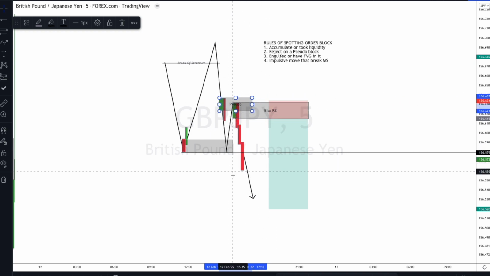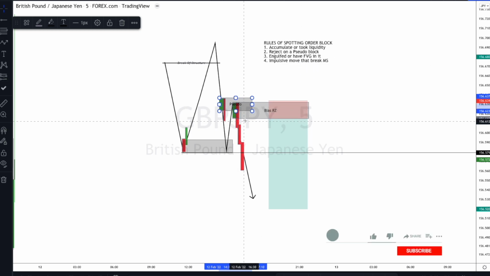So it looks like another block to me, but it is not the main order block I'm looking out for. So when this particular retracement rejected on this OB, now we can see that it formed another OB on that particular rejection zone. So this particular OB that formed fulfills all the rules that we have here: accumulate or took out liquidity if that one is present, reject on a pseudo, which is really what we have here, then engulfed or have an FVG in it, which is actually what we have here, a fair value gap between this line. Then number 4, it has an impulsive move that breaks structure.